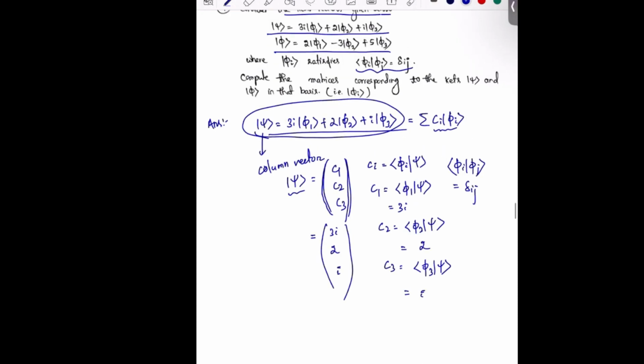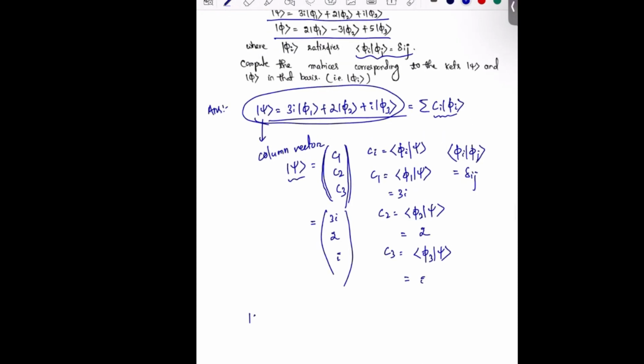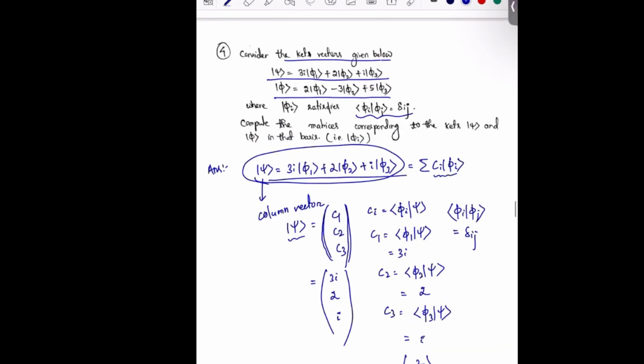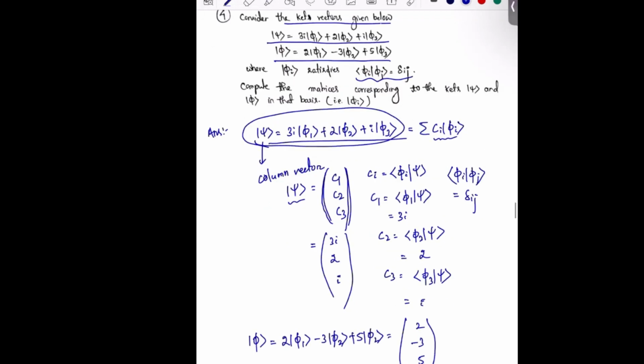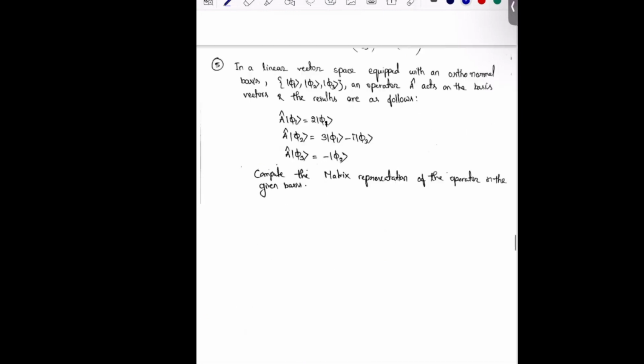Now for the next one, I think you can do 5. For 5 you can write it in terms of the column vector. So this will be 2, minus 3, 5. Okay, this is done. This is another simplest question.